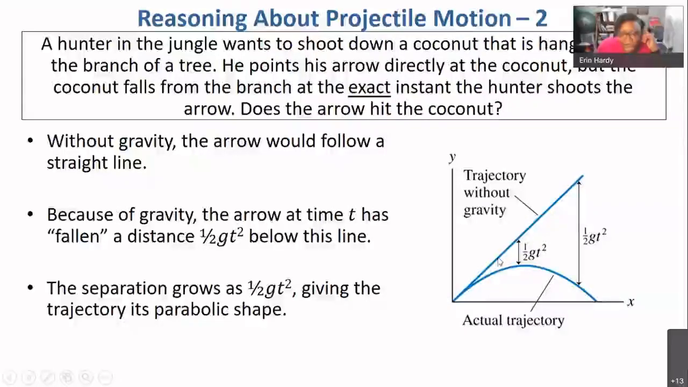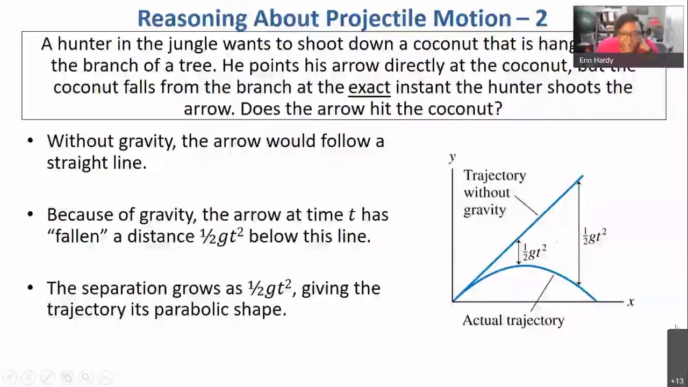So what we're imagining here with this false trajectory is what would happen if you could turn off gravity. If the hunter fires up and there's nothing that causes the arrow to drop back down, it would just continue moving horizontally at exactly the same rate and vertically at the same rate. So instead of a parabola, you would have a line here.